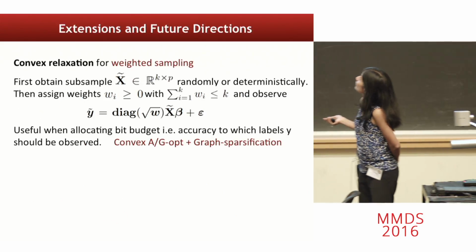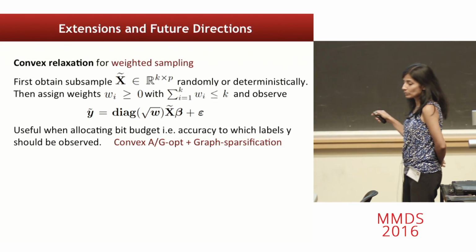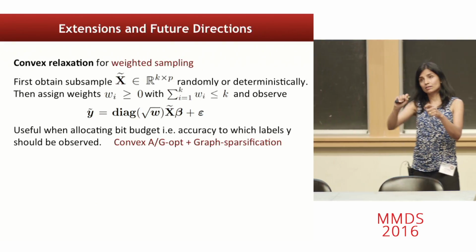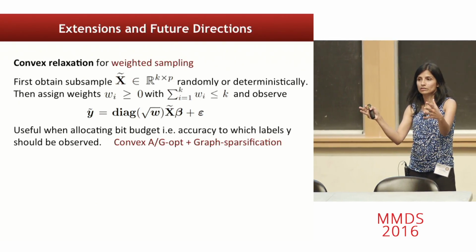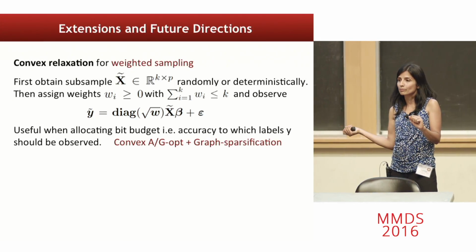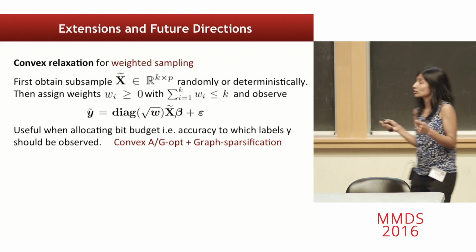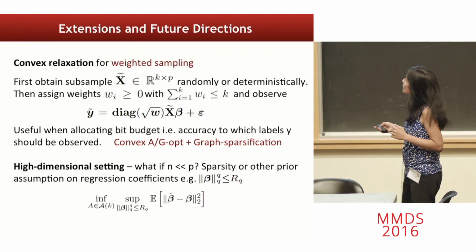So I'll end with some extensions and future directions. One thing we have looked at is weighted subsampling, where in some scenarios, instead of subsampling a set of k out of the n, you have a budget that you can allocate to the k points. For example, when you are doing quantization, you can allocate different numbers of bits to the labels that you intend to measure. We have a result for that. Again, I won't go into the specifics, just wanted to mention it.